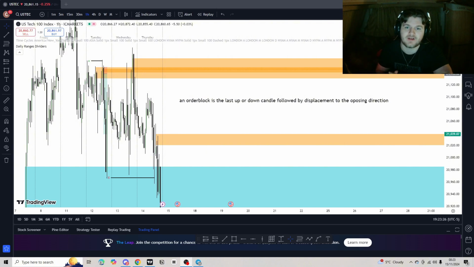Probably inverse fair value gaps. They're pretty strong. I use them more than normal fair value gaps.